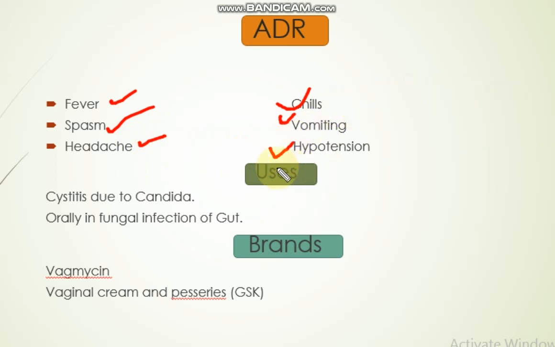The next topic is the uses of amphotericin B, that is, in which conditions or for what types of disease we can administer it. Amphotericin B is used for cystitis due to Candida. Cystitis is the inflammation of the urinary bladder. So when there is inflammation of the urinary bladder due to Candida, we can use amphotericin B. It is also used orally in fungal infection of the gut. When there is a fungal infection of the gastrointestinal tract, we can use amphotericin B orally. So these are the uses of amphotericin B.